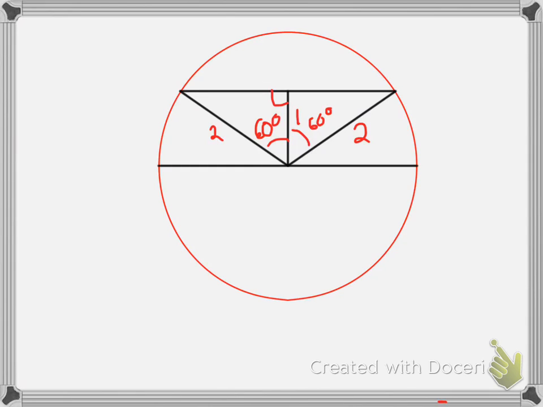So we now have angle measures that will help us find the area of, well, we're not going to find the area of that triangle. We're going to find the area of this sector, and then find the area of this triangle, and then subtract it to find the area of this piece right here.